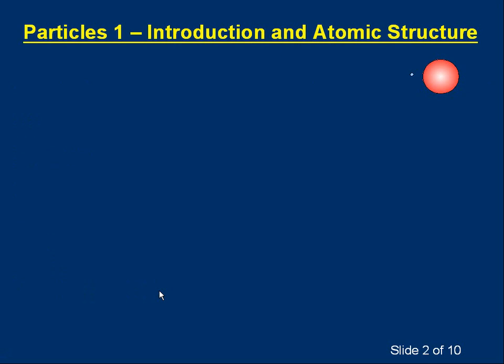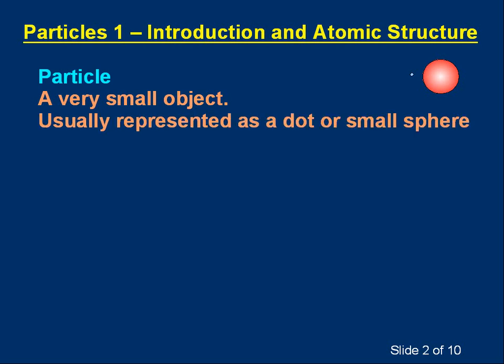Let's make a start. What do we mean by a particle? Well, in general terms, a particle simply means a very small object. Examples are a particle of dust or smoke, or an atom. All of those can be thought of as particles. We usually think about a particle or represent it as a small dot or maybe a small sphere. That's what we have on the top right hand side of the screen.